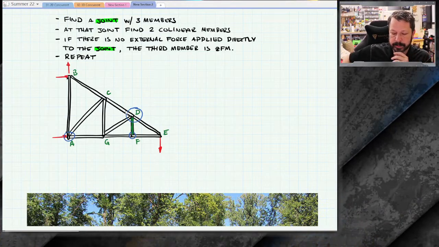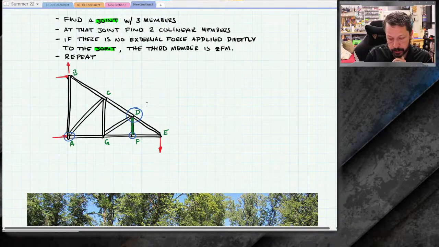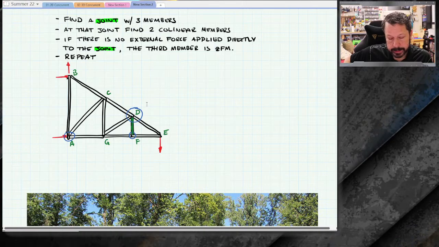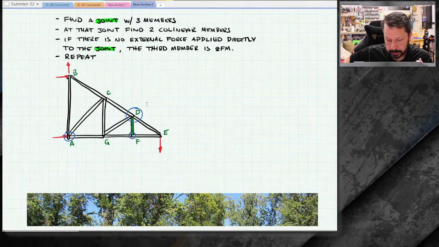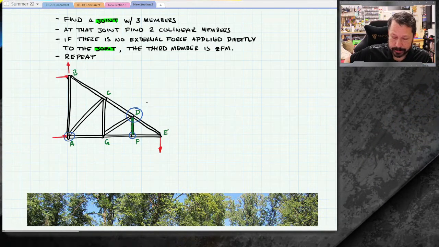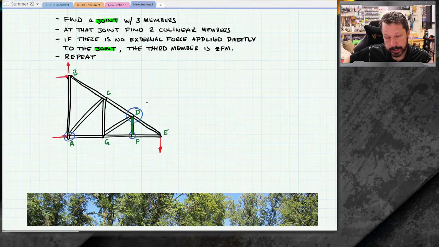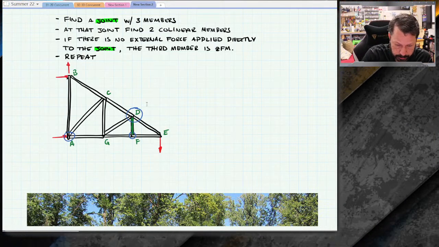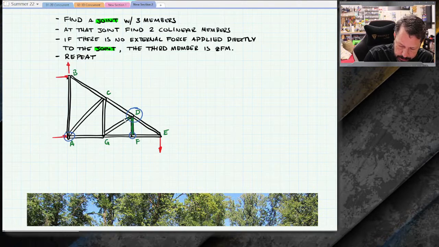Doesn't change what we had previously done. Two of them are collinear. CD is collinear with DE. And now that I've erased it, there's no force applied at D. No external force applied at D. So DG is a zero force member.